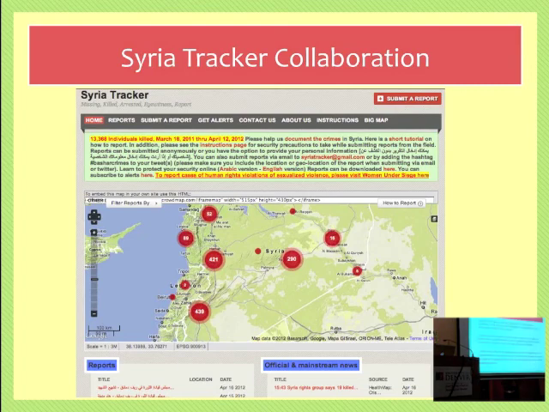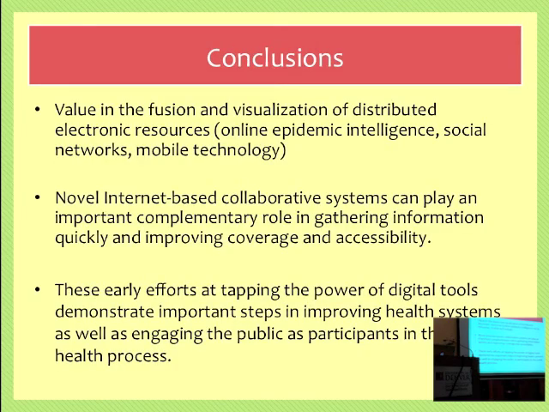So this is the very broad swath of all of the work that we're doing at HealthMap. But in conclusion, just want to point out that the fusion of a mapping interface, visualization of these electronic resources is really the power behind what we feel like we're doing at HealthMap. And the novel internet-based collaborative systems, they can play an important and complementary role in gathering this information.